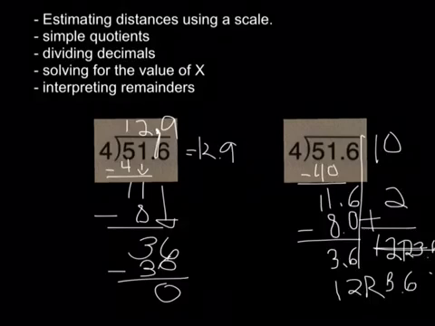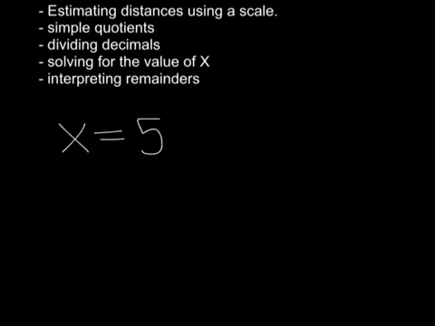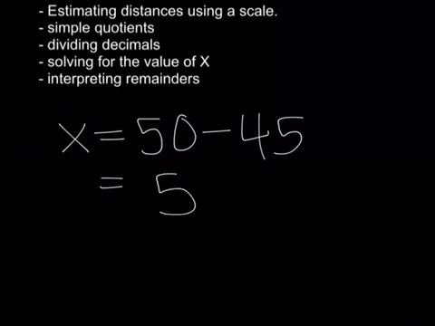3.6. Okay, now let's work on solving for the value of x. Solving for the value of x can actually be quite simple. Let's say x is equal to 50 minus 45, right? So really, 50 minus 45 is a fancy way of saying this value. 50 minus 45, we all know, is 5. And that's what x is.